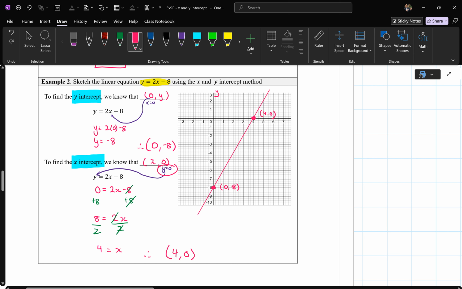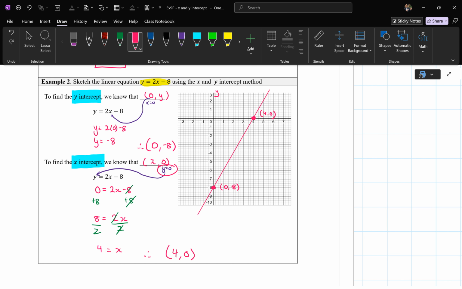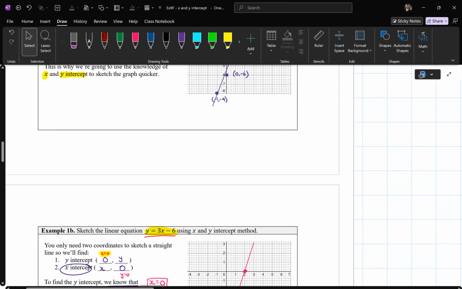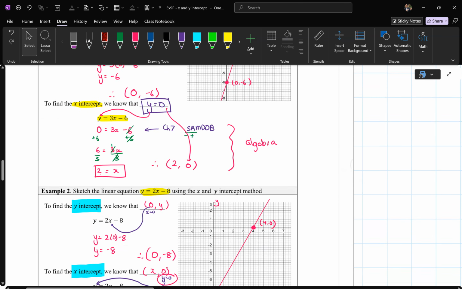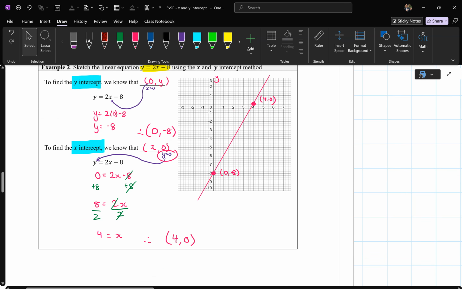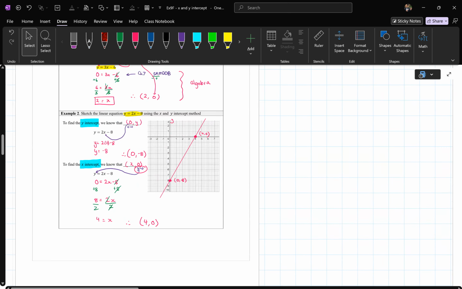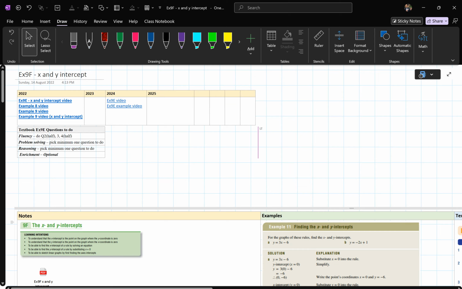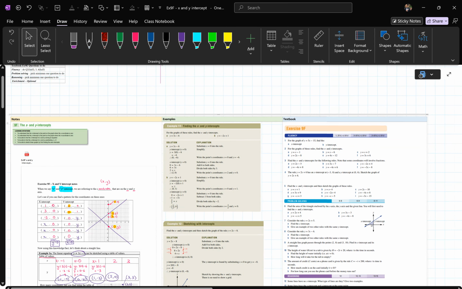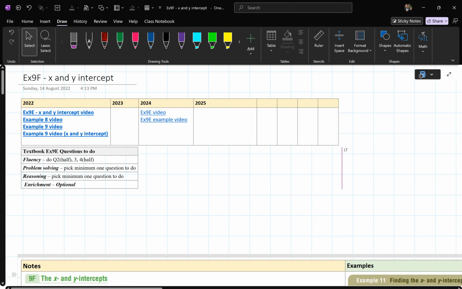Okay? So you can see here, this method is much quicker than 9b. 9b required you to fill out a table of values and then plot the coordinates. Here I only found using algebra 2 intercepts, and then I was able to sketch the graph. That's what I want you to do for this session, is for you to practice finding x and y intercepts. Watch my other videos from previous years if you want more examples, but that concludes today's lesson.